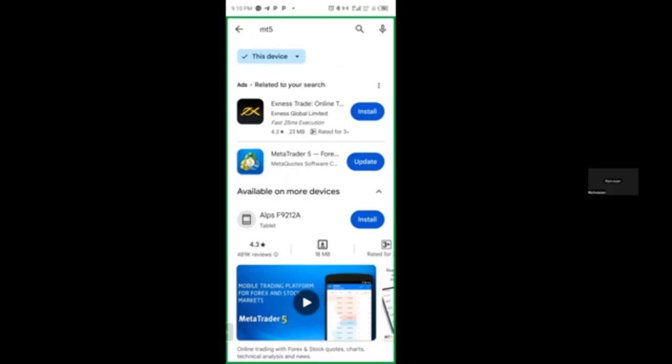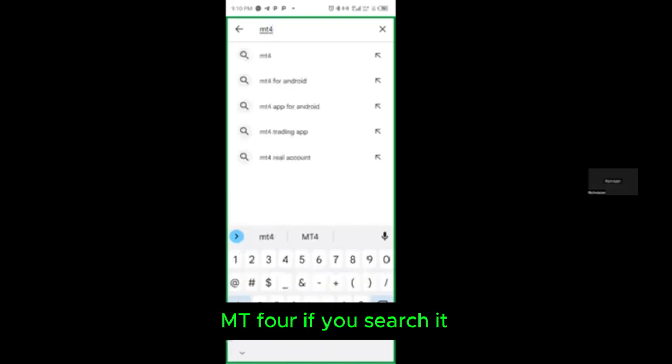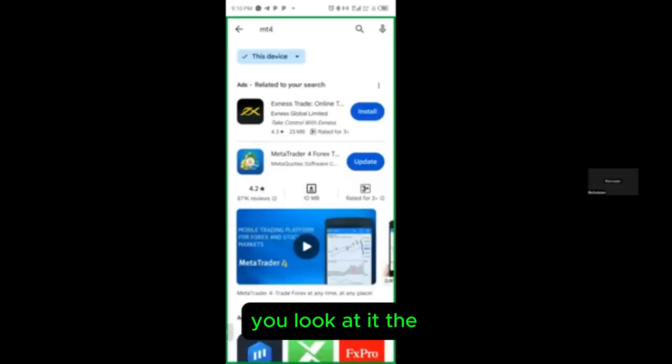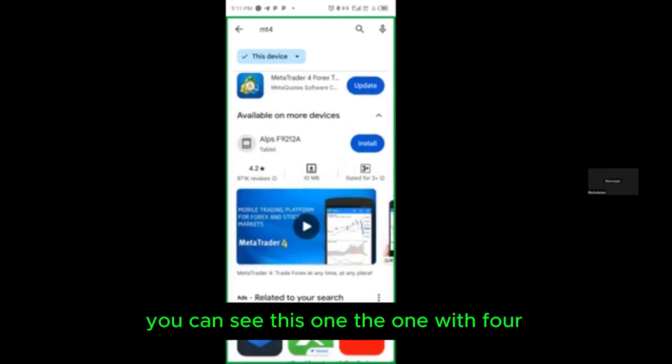Now install, or if you want to use the MT4, if you search it, you look at it. The one I'm referring to is the one you can see here, the one with 4. You can see MetaTrader 4. That's the one you are going to download.